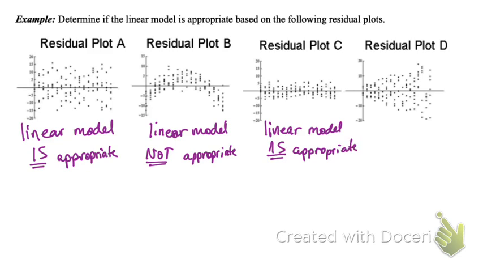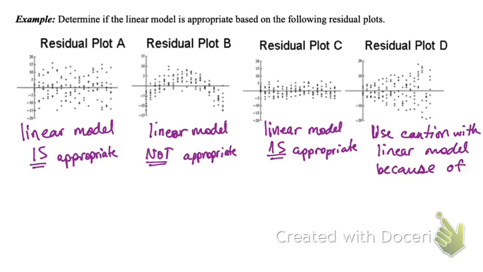And then that final one there, what do you see? You got a little megaphone there. So again, linear model might not be the best when your X values are getting big, but it's probably okay. So we would say use caution with linear model because of megaphone pattern. So you can use caution on that one because you've got a little bit of a megaphone pattern there, so you want to be a little bit careful.